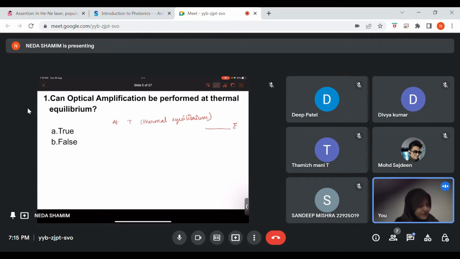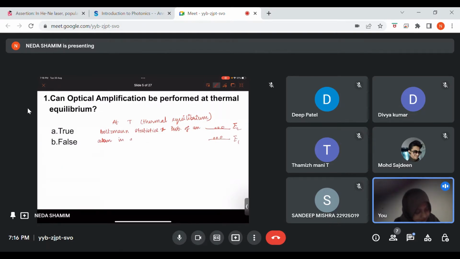Suppose I have these energy states E2 and E1. An atom stays in energy state E2, an atom stays at energy E1. These atoms have a certain probability, and the probability of occupation of a certain energy level at thermal equilibrium is given by Boltzmann statistics. So what does Boltzmann statistics give? It gives the probability of occupancy of an atom in an energy level Em in this manner.